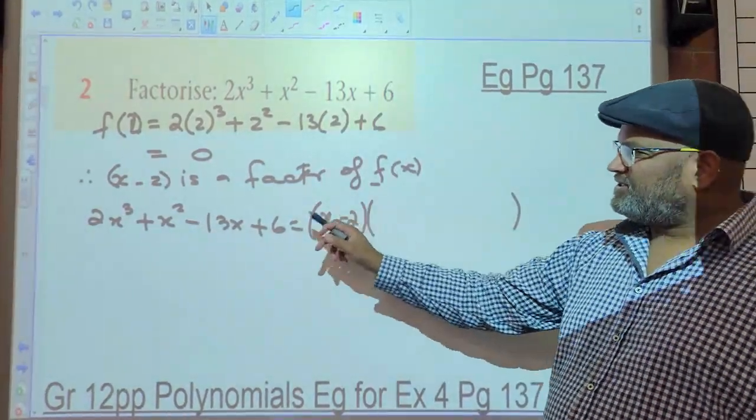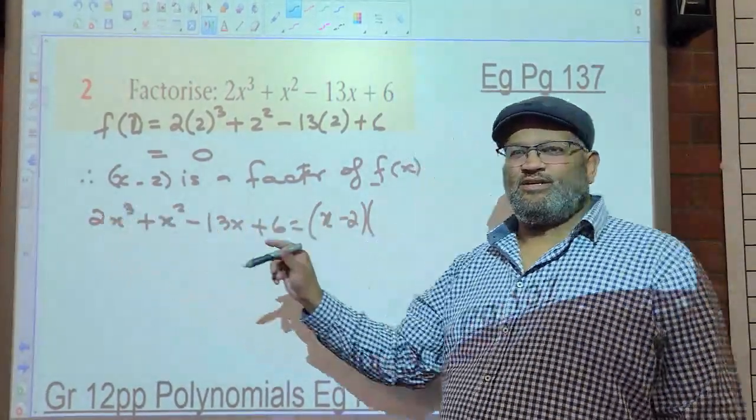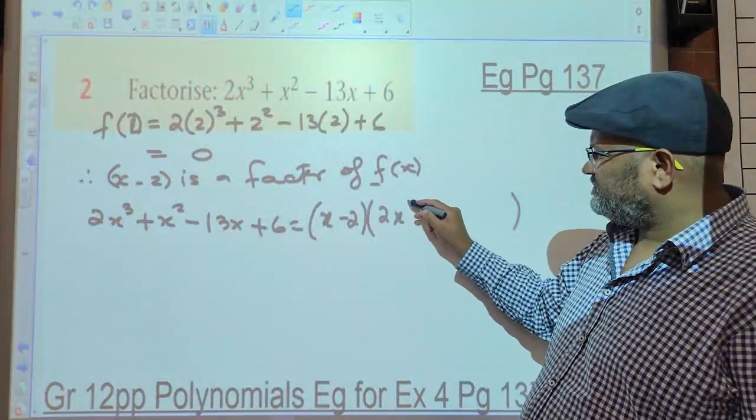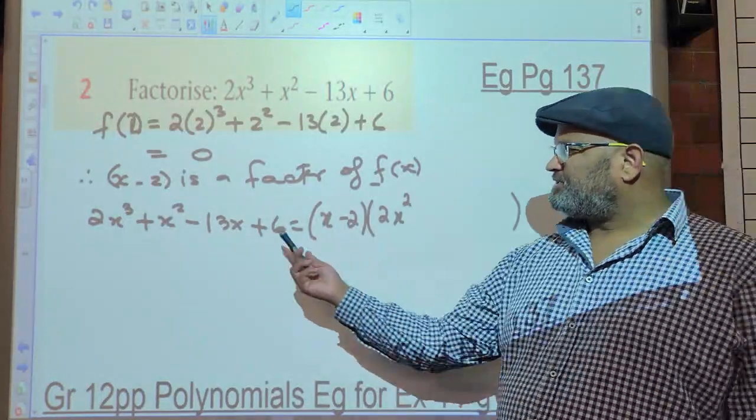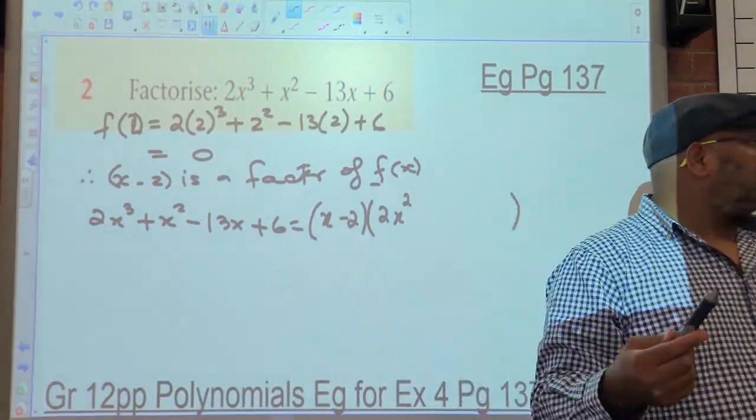x multiplied by what is 2x cubed? 2x squared. And then what multiplied to get 6?